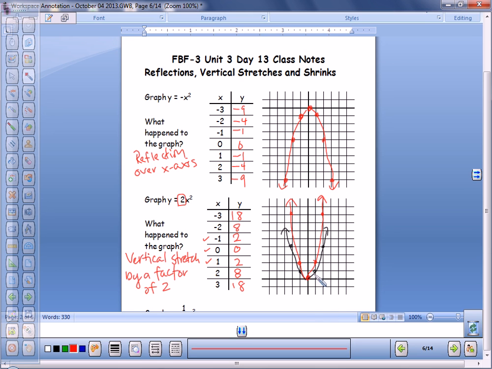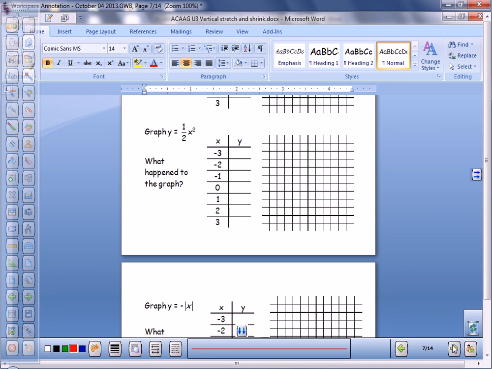Okay, and do you see that if I took this y value and doubled it because of the 2, it gives me this one? And if I took this y value and doubled it because of the 2, it gives me this one. Same thing here. Double this y value, get this one. Double this y value, get that one. That is what this vertical stretch is doing. It's doubling the y value, doubling the value of the function.